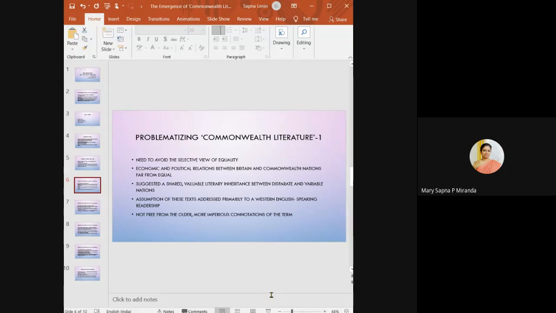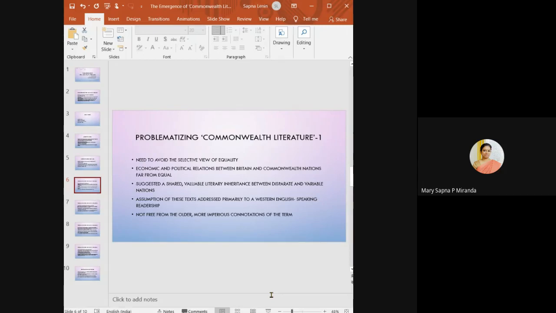And then it was also assumed that the texts written by all these Commonwealth writers addressed mainly a Western English-speaking readership, because they believed these writers were mimicking and following their British counterparts. As a result, they are actually like the British writers. And again, the term Commonwealth itself will not free you from the associations with Great Britain. Whenever we talk about Great Britain, obviously it was a relationship between the master and the ruled. So where is equality between the British and the ruled countries, right? This term was not free from the older, imperious connotations, that is, using power and political clout, of the term Commonwealth.